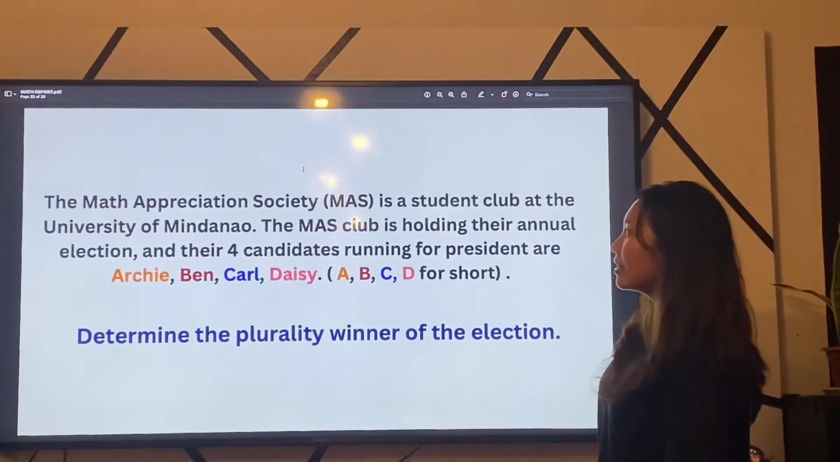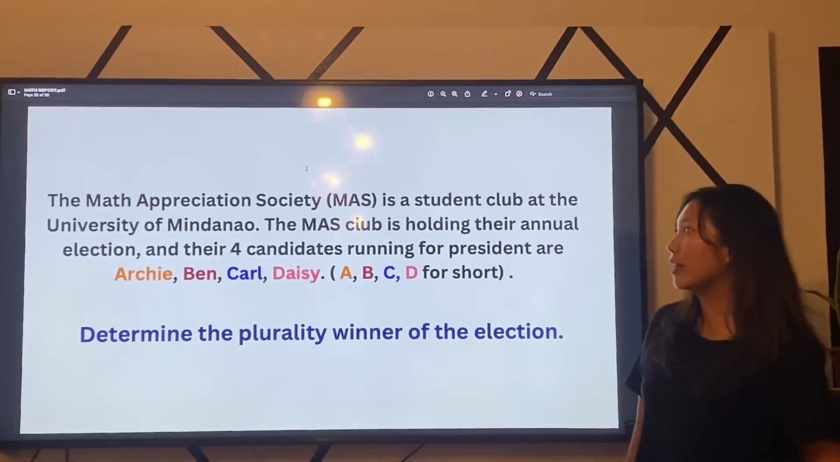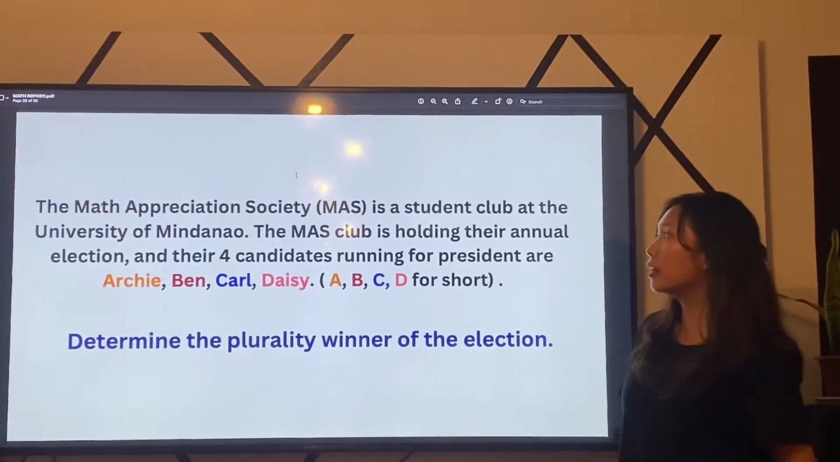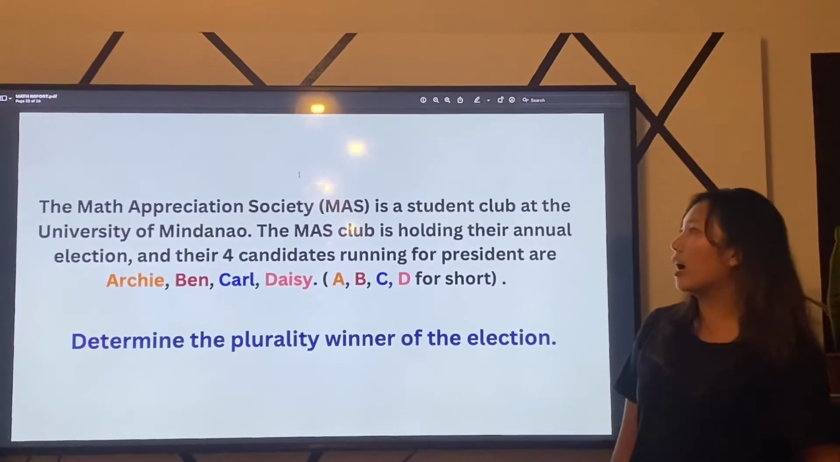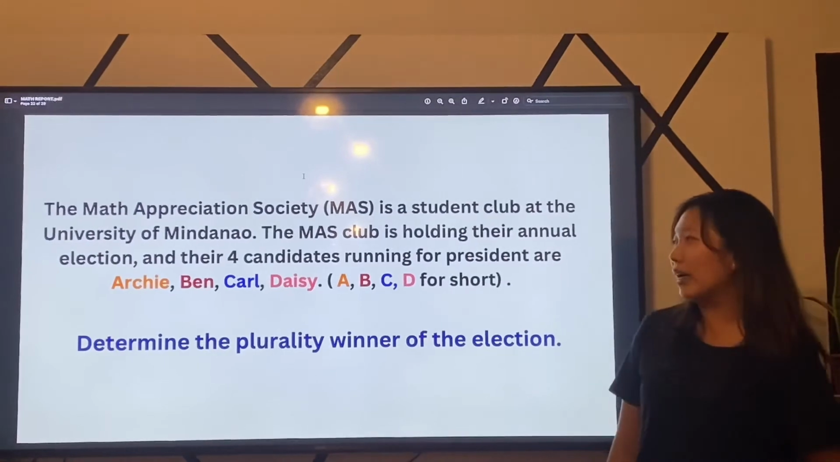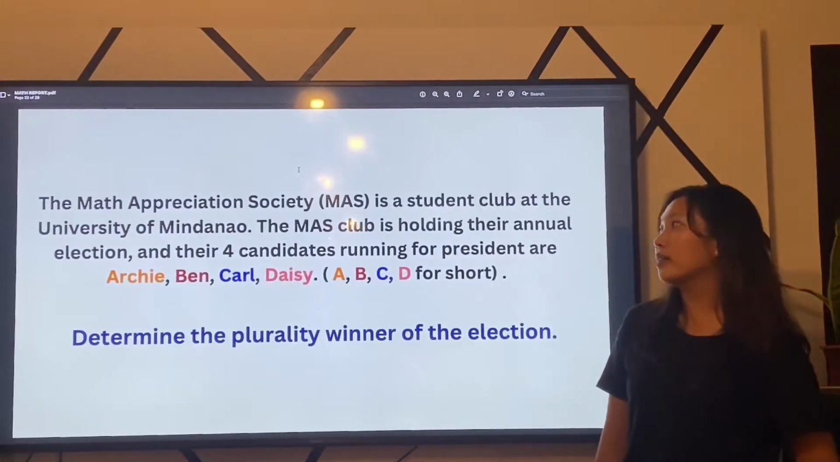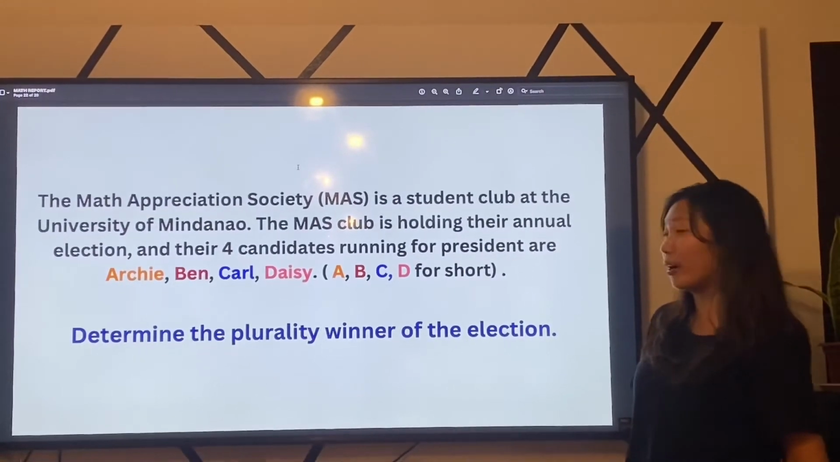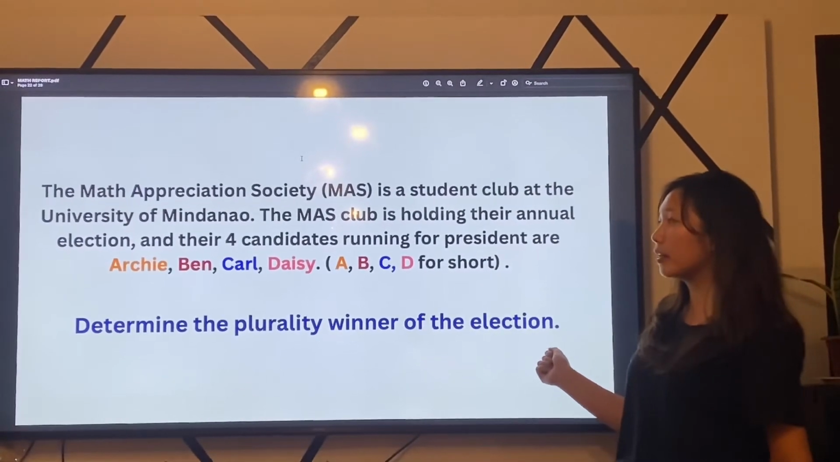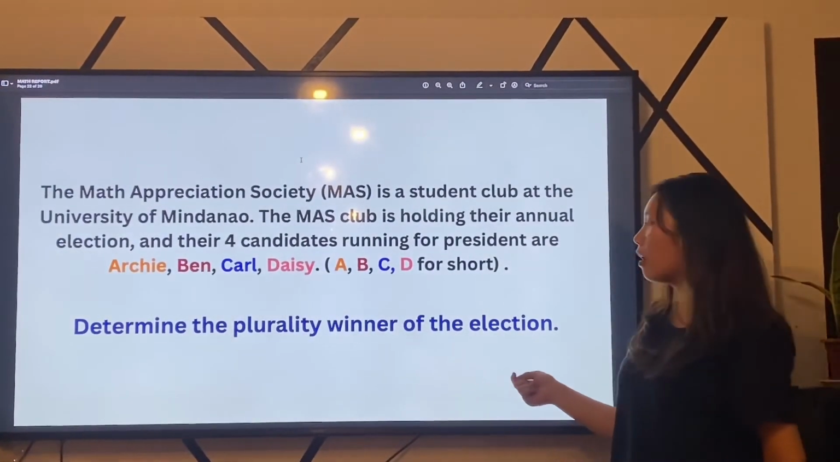The Math Appreciation Society, or the MAS, is a student club at the University of Mindanao. The MAS club is holding their annual election, and the 4 candidates running for president are Archie, Ben, Carl, and Daisy, or ABCD for short. The problem here is to determine the plurality winner of the election.